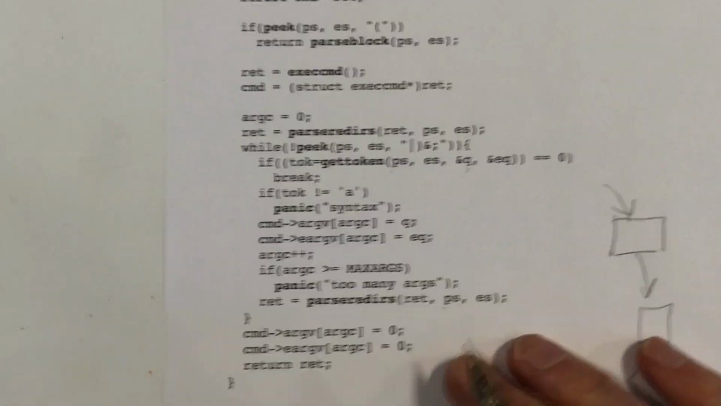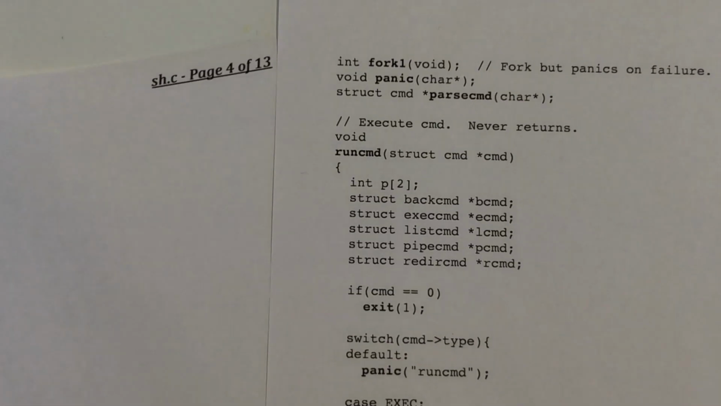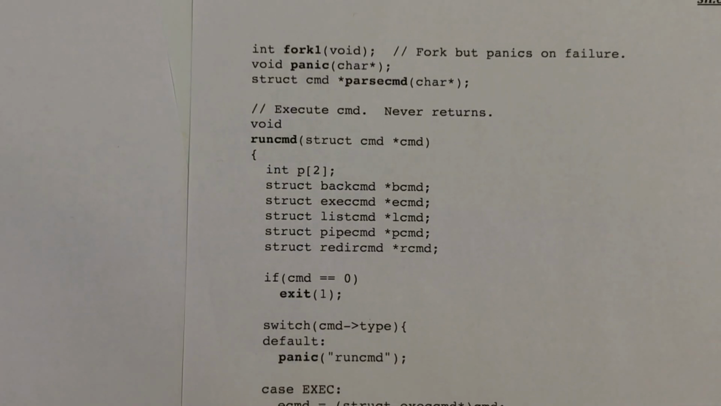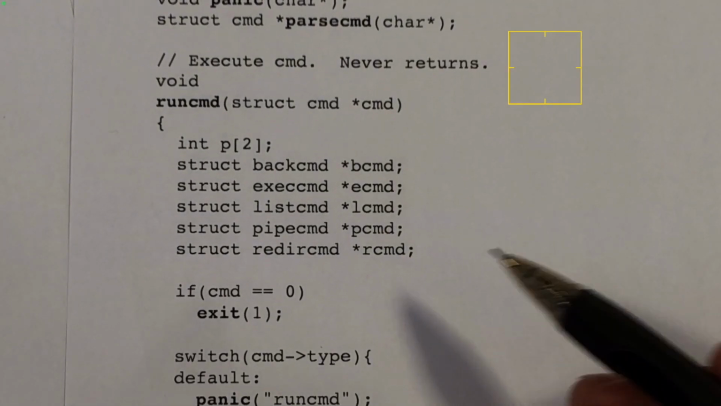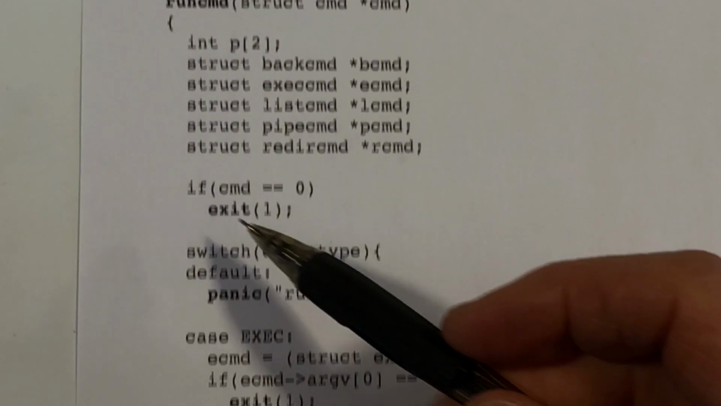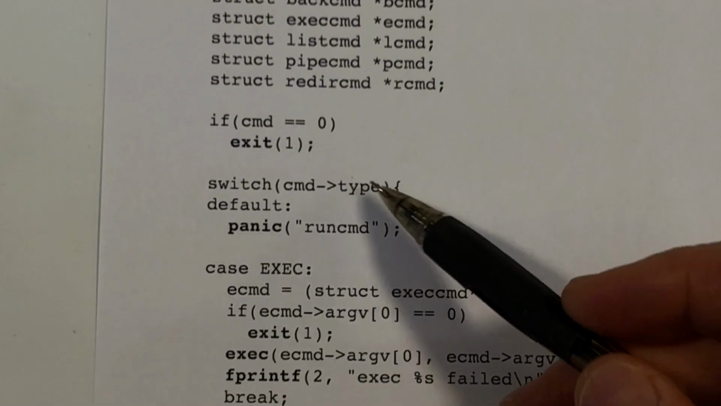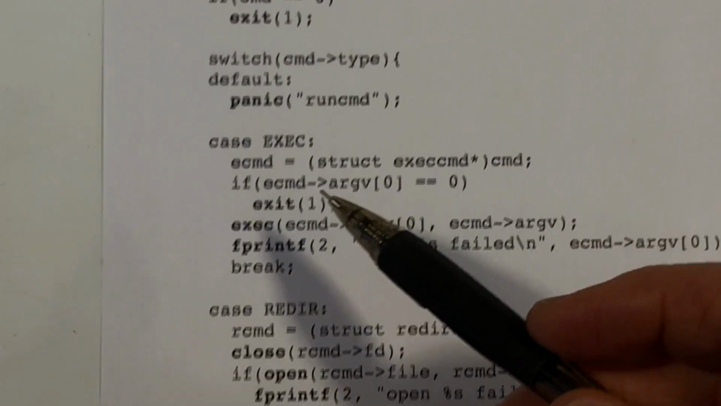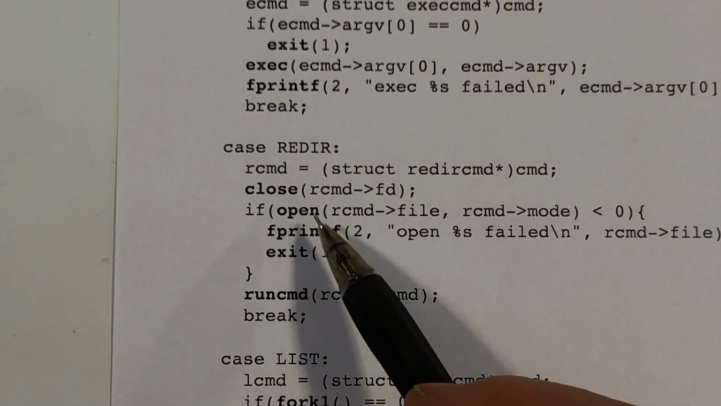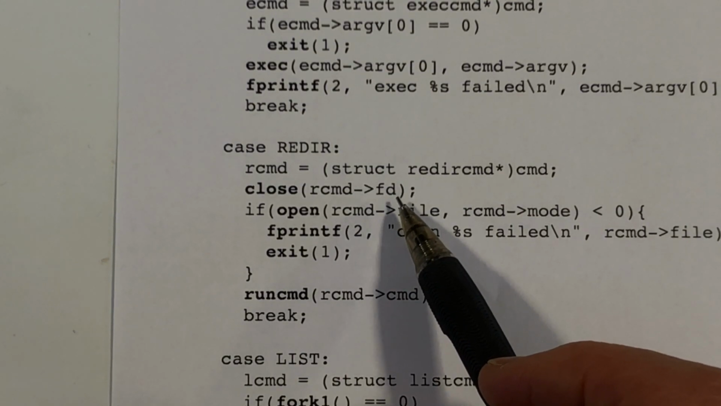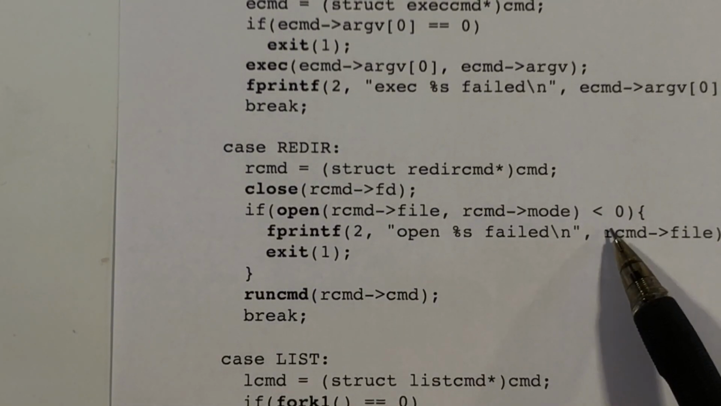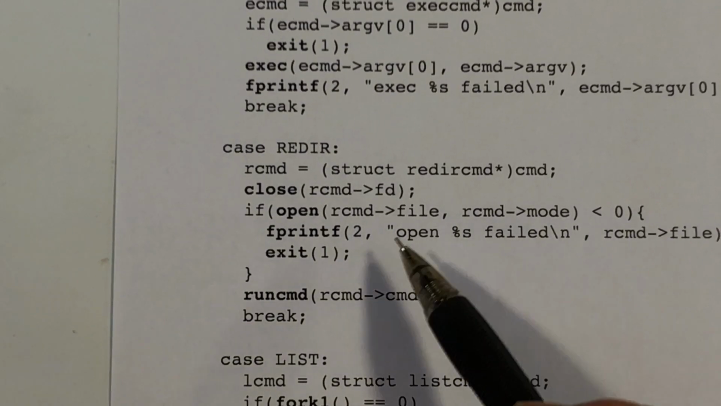And if we go back to the run command, which I discussed in the first video in this series, here's the run command again. And recall that what the run command does is it basically has a big switch statement, looks at what kind of node it is, and then executes it. For example, if it's a redirection node, it closes whichever standard input or standard output is required to be closed, and then it replaces it by opening the file.